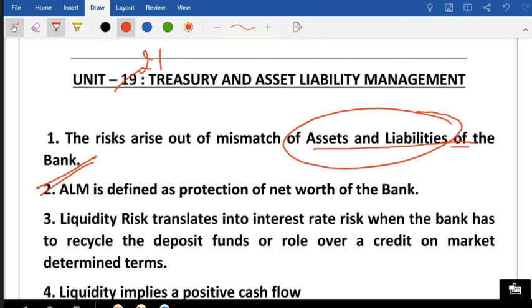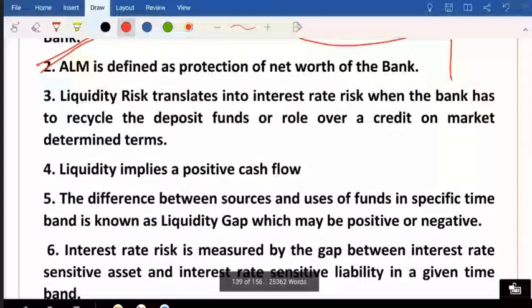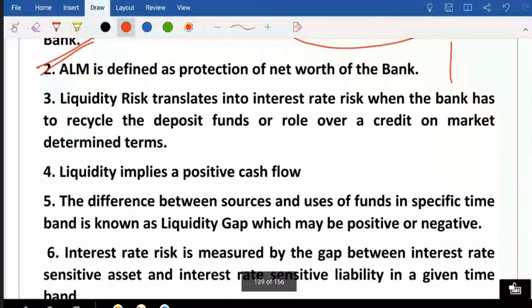Assets should not be more, otherwise they have to pay more interest, and liabilities should not be more, otherwise they are paying more interest, and assets cannot be created without liability. So ALM is defined as protection of the net worth of the bank. That means you have to protect the net worth of the bank by asset liability management.